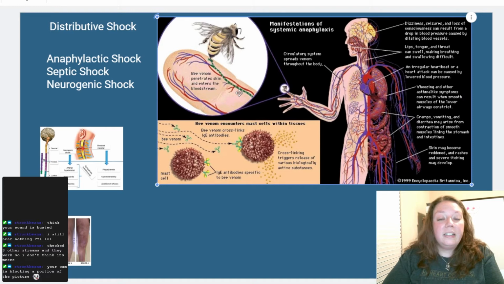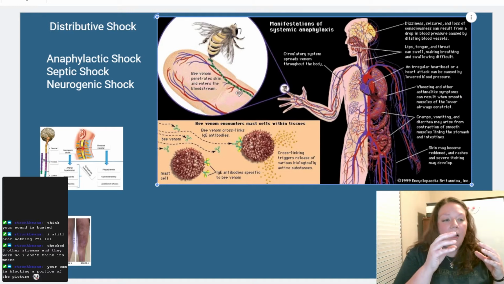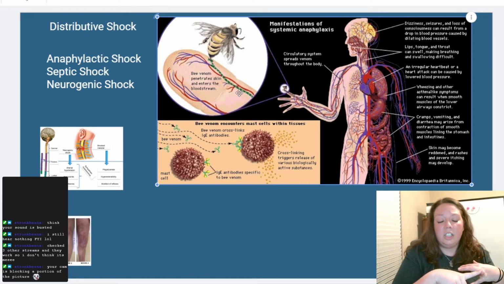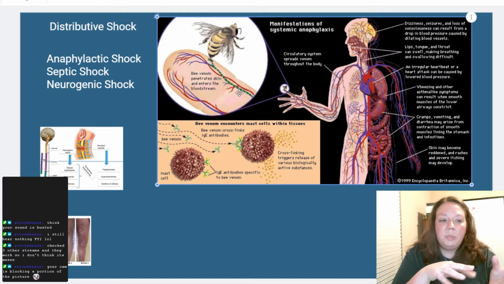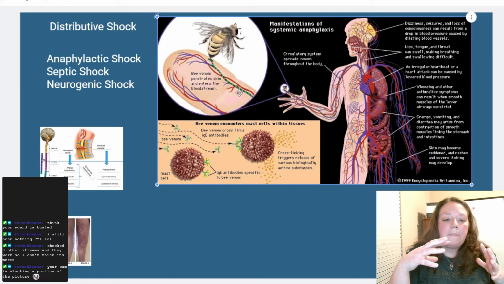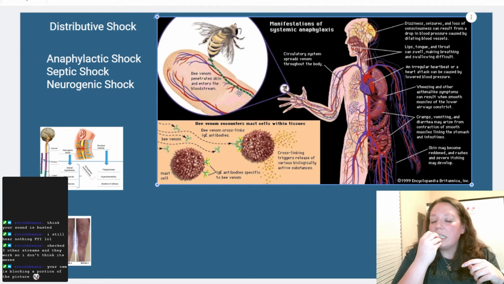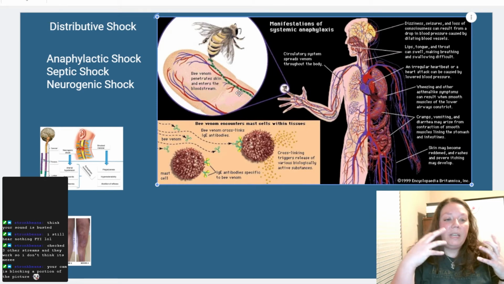But basically, you have a stimulus that happens. In this picture, it's a bee sting, but it could be allergy to peanuts. It could be an allergy to shellfish, whatnot. But that triggers an immune response, and it causes all your blood vessels to just dilate. When you see this patient, you're going to see really swollen face, swollen lips. You may see a rash.